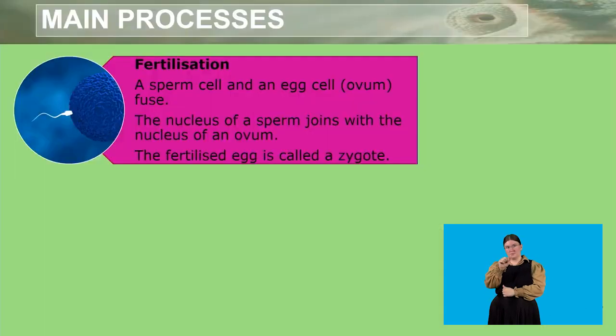because, let's say you've ovulated and then the egg cell, the mature egg cell, came into contact with a sperm cell. What will happen next will be the process of fertilization. So in fertilization, you will have a sperm cell and an egg cell, scientifically known as the ovum, fuse. The nucleus of a sperm joins with the nucleus of an ovum. And then the fertilized egg, the egg that has been fertilized by the sperm cell, is now called a zygote.